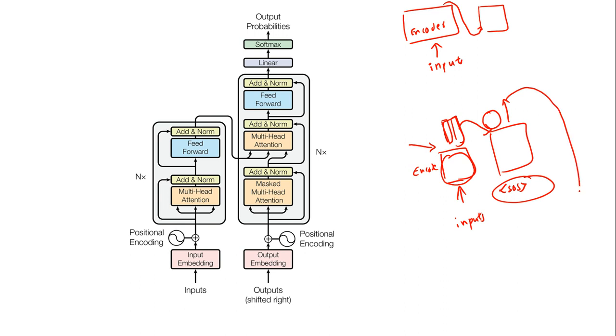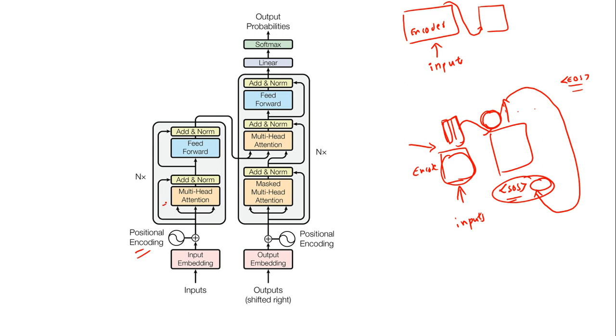We'll feed this output again to the decoder. Now we'll have the start of sentence token as well as the word which is predicted. Based on the information it got from the encoder, it will predict the next word. It goes on until we get the end of sentence token. This is the basic idea of how a transformer network works. Here you have positional encodings, and I'll be telling you what positional encodings are.